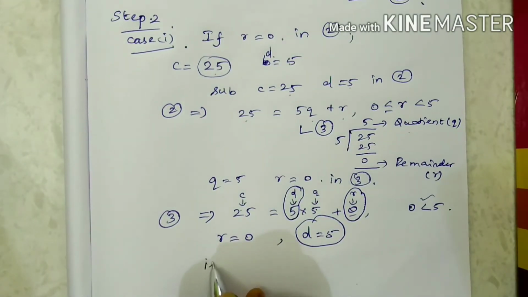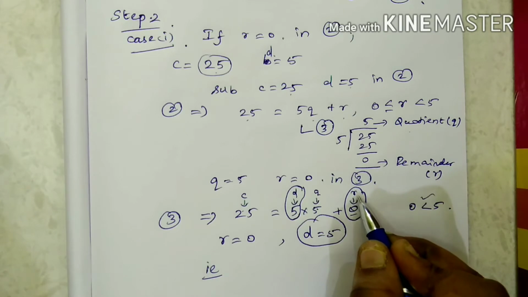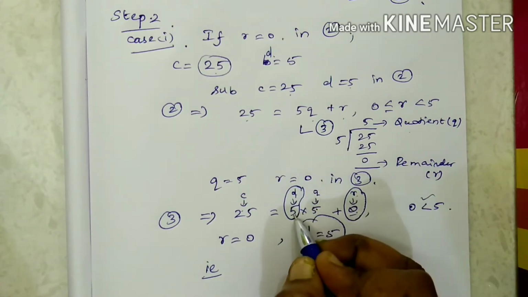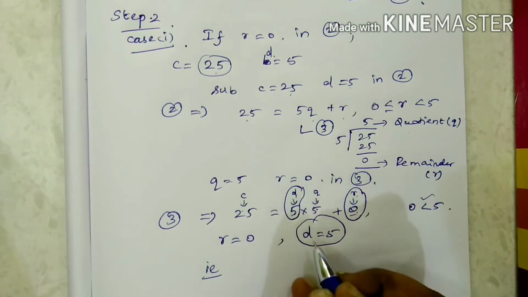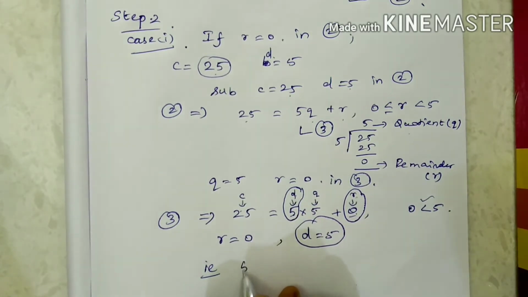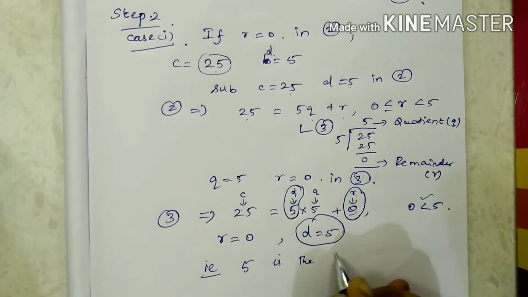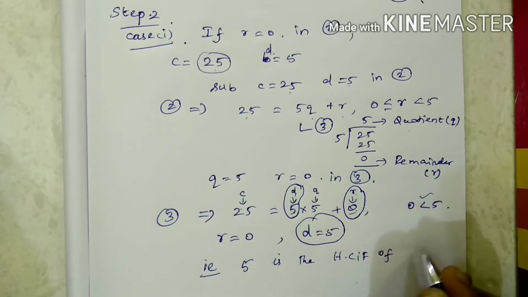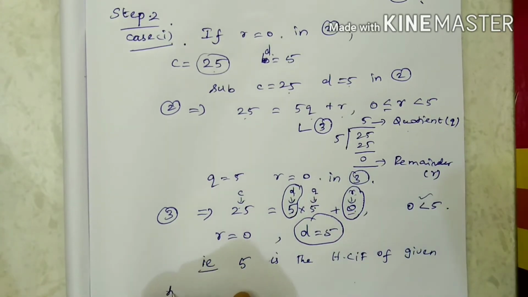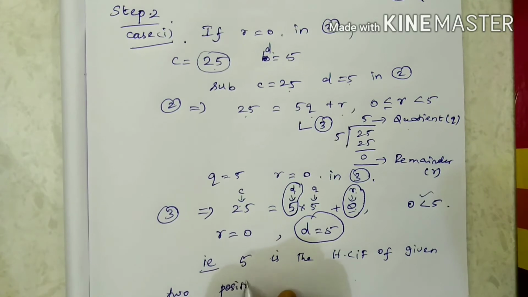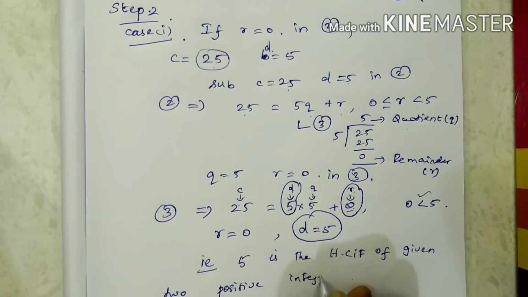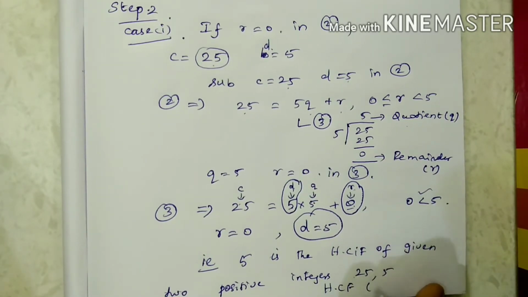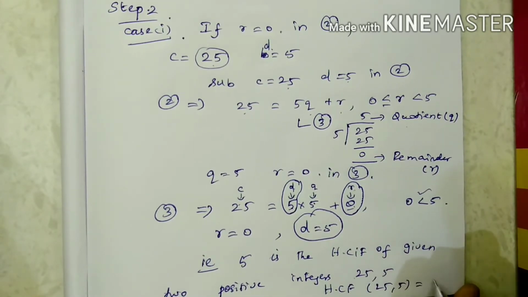That is the divisor. When our remainder becomes 0, at this stage what we get as the divisor in our equation, that is here we get D as 5. Then this 5 is the HCF of our given two positive integers 25 and 5, that is HCF of 25 comma 5 is 5.